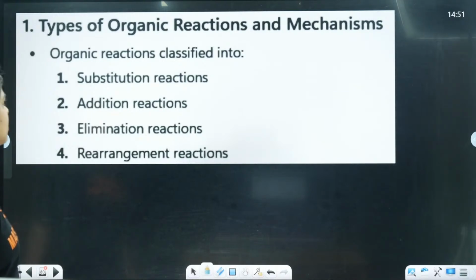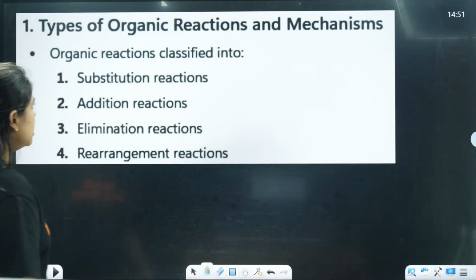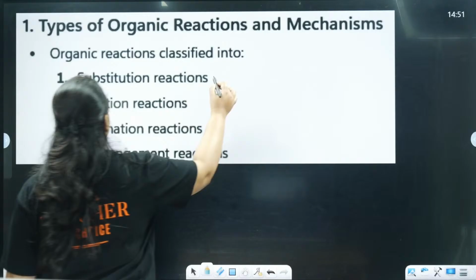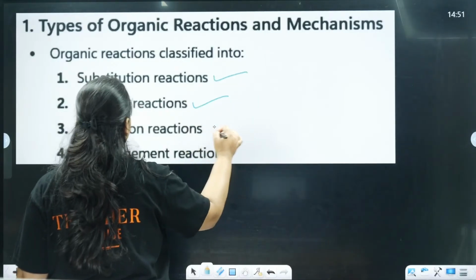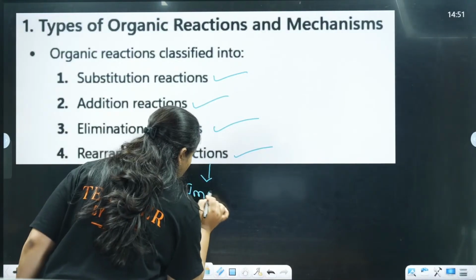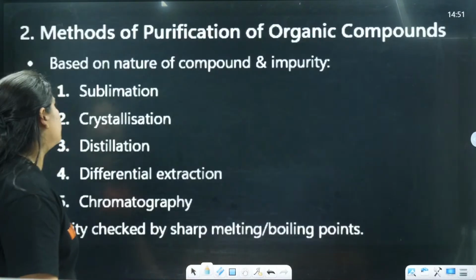Next comes the types of organic reaction and the mechanism. First is going to be the organic reaction. Organic reactions are classified into substitution reactions, addition reactions, elimination reactions, and rearrangement reactions. Very important. Let's learn it one by one.